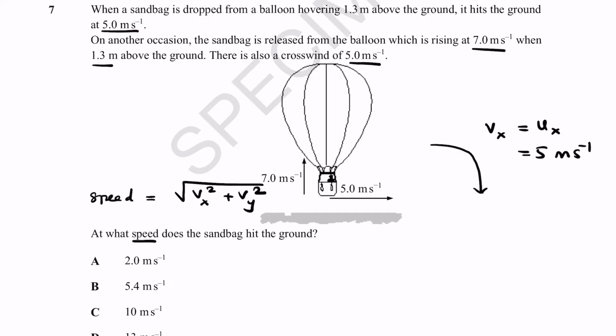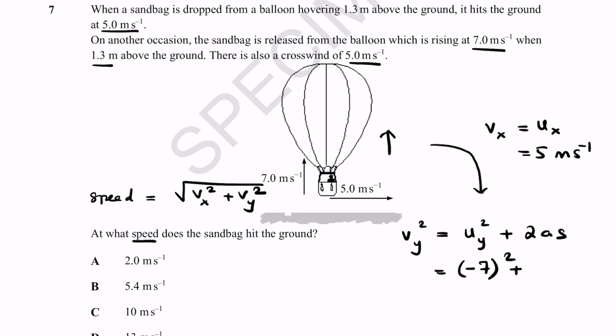Okay, now as for the vertical plane, we can work that out using SUVAT. So we know that v squared is equal to u squared plus 2as. Now, along the y-axis, or the vertical plane, the balloon was rising at 7 meters per second, and we are dealing with downwards motion. So I'm just going to put a minus in front of 7. It's not going to change the overall answer, but it's just to get the physics straight.